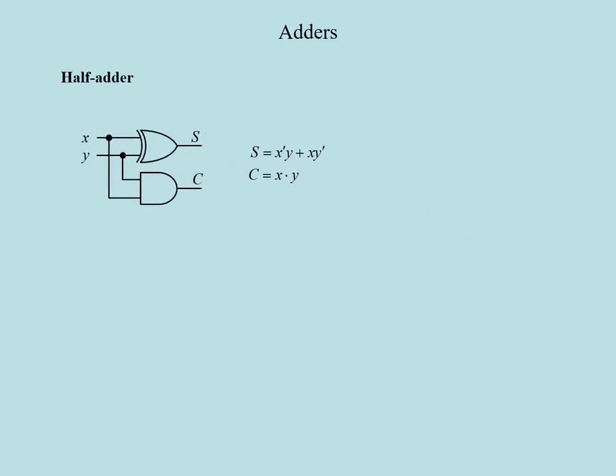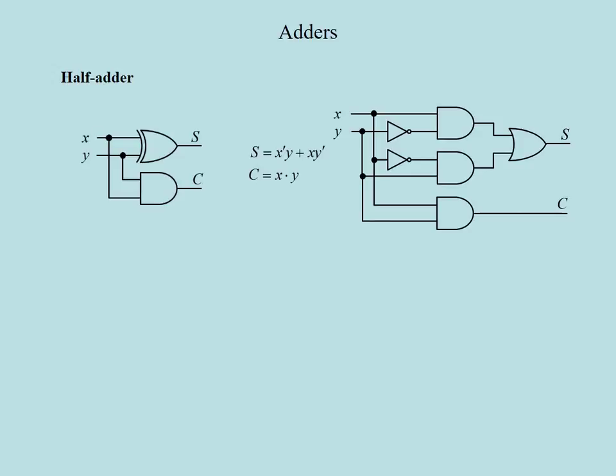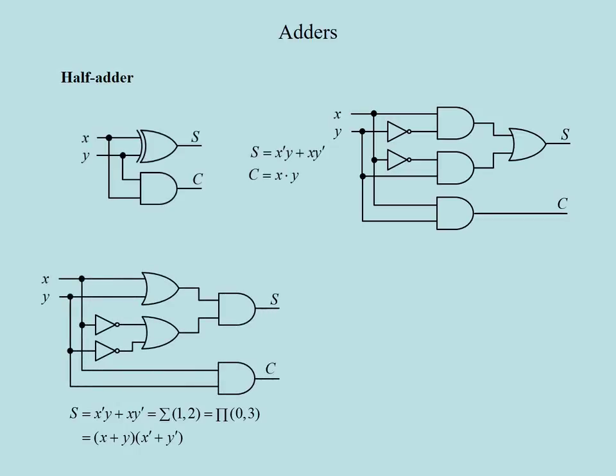Certainly, this is not the only possible implementation of a half adder. For example, the AND/OR implementation can be an alternative. To obtain an OR-AND implementation, we need to express the sum output as a product of sums. Since S is a product of the 0th and 3rd maxterms of x and y, we can write it as (x or y) ANDed to (x' or y'). That results in this implementation.